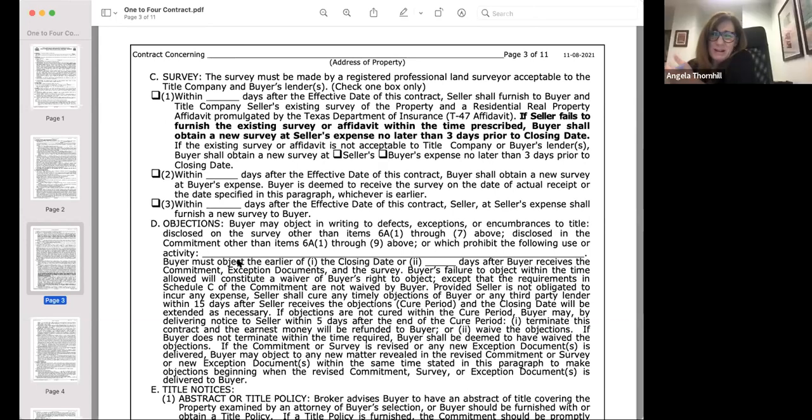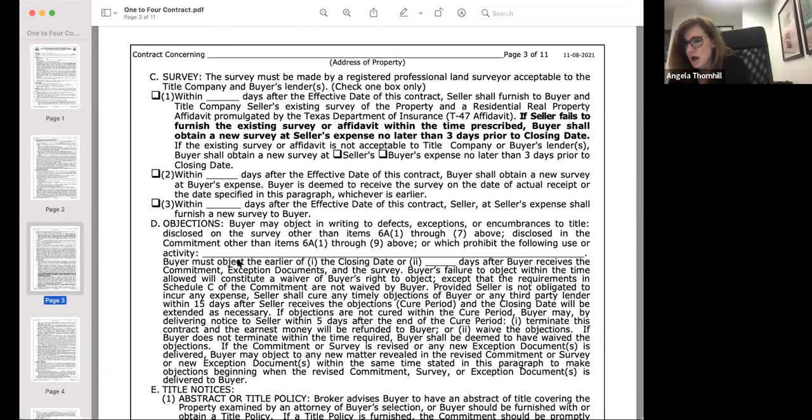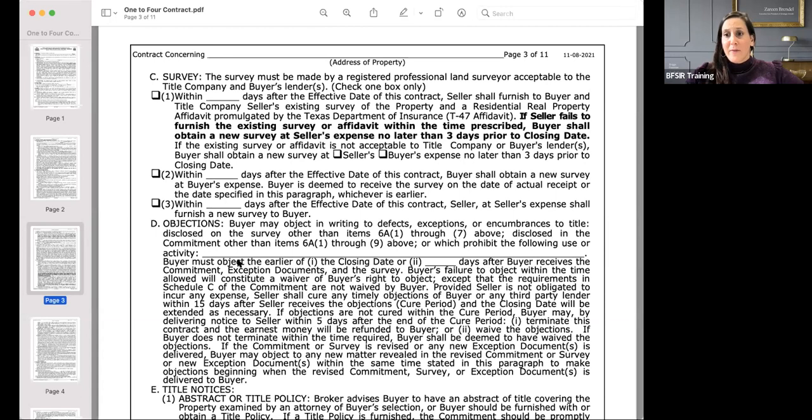A survey is about $600-ish for a standard residential lot, just to give you an idea. And absolutely on a luxury property, I would encourage my clients to get a new survey, unless the survey is just a couple years old and no changes have been made. I would always encourage a new survey with a luxury property.